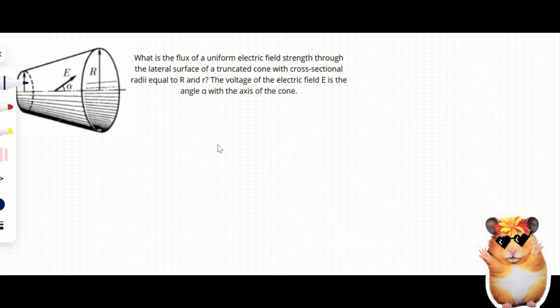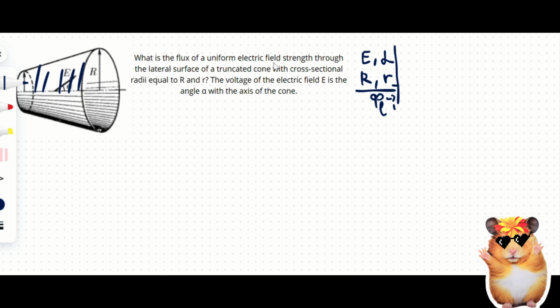So first we need to write down what is given to us. Given is the electric field, alpha, the radius capital R of the big base, and the small radius r for the small base. And we need to find the flux through the lateral surface. The lateral surface is this one. So what do we have there?